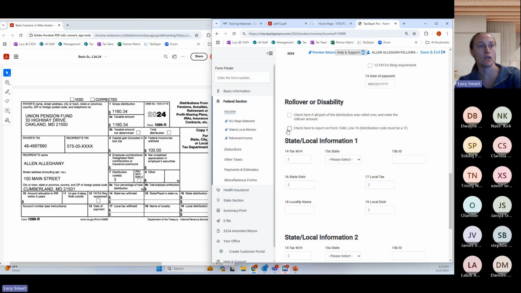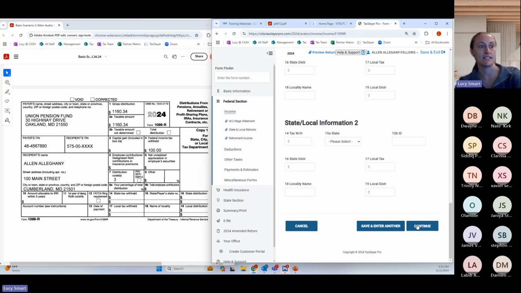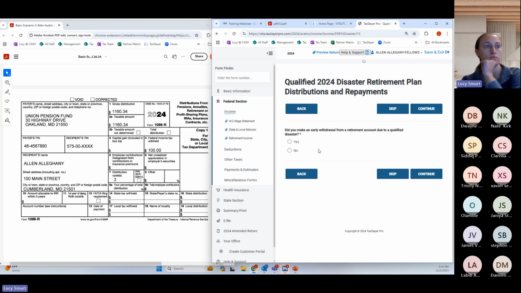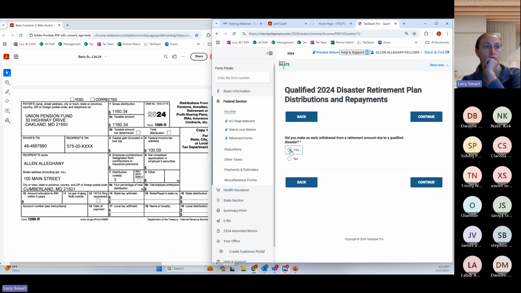Check here to report on Form 1040, line 1H, distribution code must be a 3. That's his disability income. We'll click continue. It says there's concerns. You're going to get this pop-up whenever you put a code 3 in, and check the box. So it just makes sure that you're correct. Says, yep, we're good. We can continue because we know we're right. We did not take this for a qualified disaster.